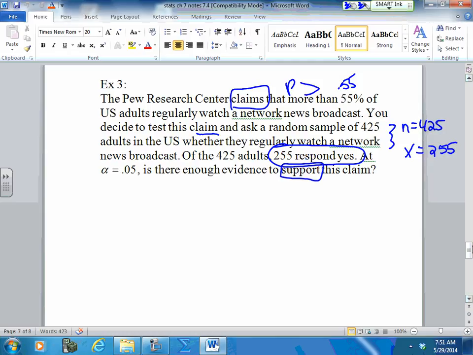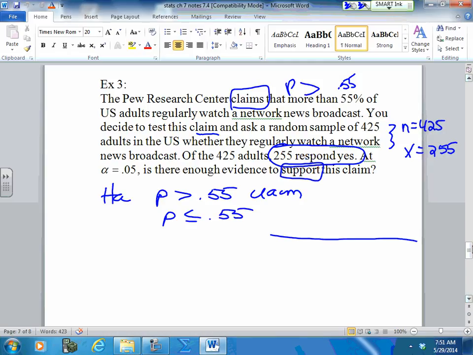At the level of significance of 0.05, is there enough evidence to support? Support tells me which one's going to be the claim, HA. So we start. My claim says P is greater than 0.55. This is the HA. There's no equal sign. What is its complement? Less than or equal to. What tail test do we have? Right, it always follows the HA. This little guy here is your reject H0. This is your fail to reject H0.